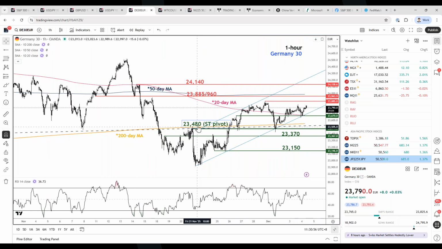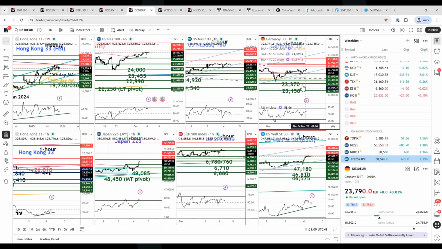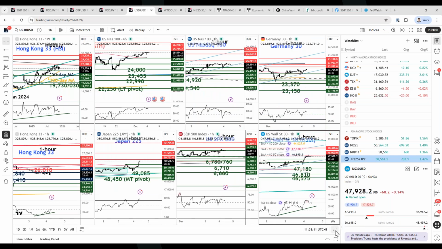However, a bearish breakdown below 23,480 will invalidate today's bullish bias view, to see a deeper slide towards 23,370, maximum 23,150. Up next will be the major US stock indices, starting with the US Wall Street 30.